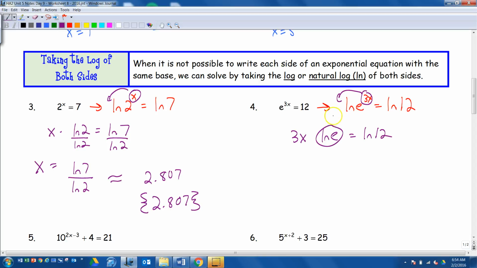You guys should know that this number is equal to 1. So I get 3x is equal to the natural log of 12. And then x is equal to the natural log of 12 divided by 3. No, you cannot divide the 12 and the 3. They're different entities. You just type it in as is. When in doubt, don't simplify, just type it in. Because a lot of you guys might try to simplify it and make it the wrong thing.